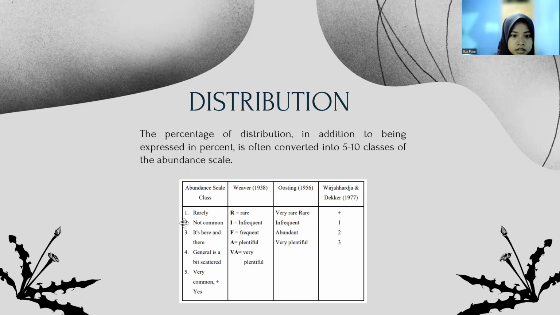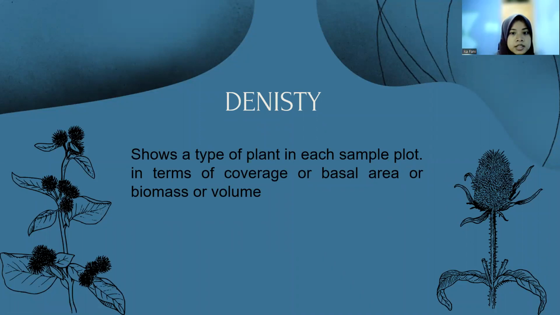Abundance scale class 1: really not common, it's here and there. General is a bit scattered. 5: very common plus. Weaver 1938: R is rare, A is infrequent, F is frequent, A is plentiful, VA is very plentiful. Austin 1956: very rare, infrequent, abundant, very plentiful. Wirjahardja and Decker 1977 is plus, 1, 2, and 3. Density shows a type of plant in each sample plot in terms of coverage or basal area or biomass or volume.